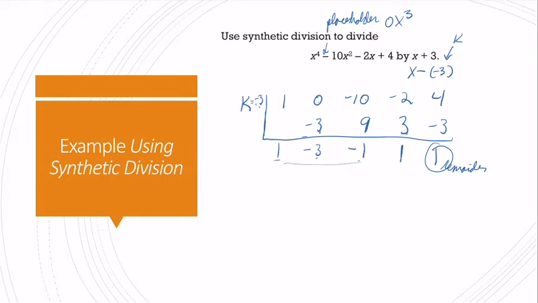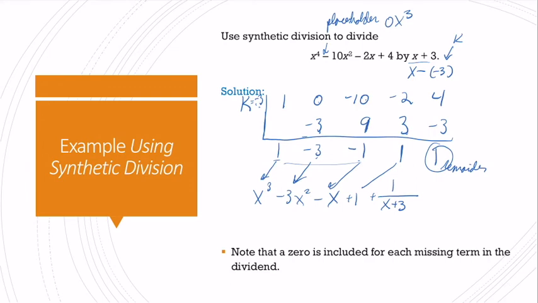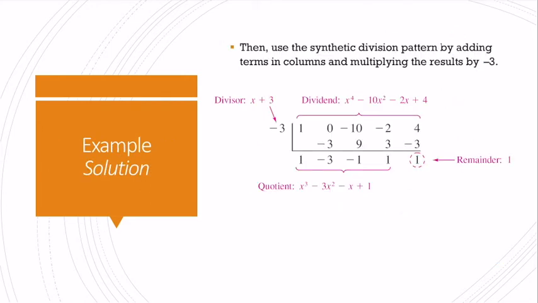So now I have a degree 3 equation because I divided by a degree 1. I've got x cubed minus 3x squared, this gives me my coefficients, minus x plus 1 with a remainder of 1 over x plus 3. Note that a 0 has to be included for each missing term in our dividend, so what we're dividing. Here's an example of this worked out. So you could check yourself if you were looking through this PowerPoint at home and wanted to check your work.